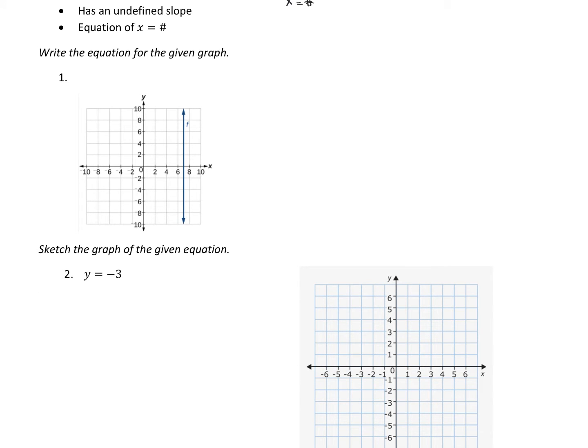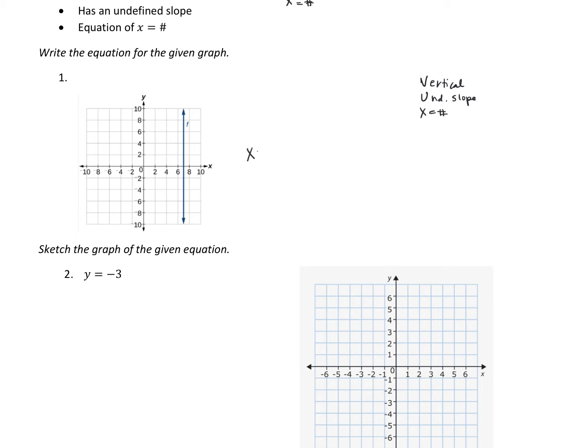So for number 1, write the equation for the given graph. So I can see that this is a vertical line, right? We're looking at the graph F. This is a vertical line. So I want to maybe make a little note, the VUX, right? Vertical line, undefined slope, x equals a number is the equation. X equals a number is the equation is what I'm interested in here, right? Because that's what they ask us to do, is write the equation.